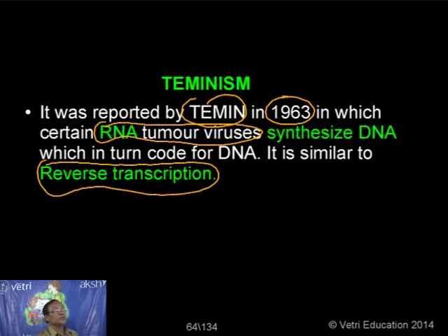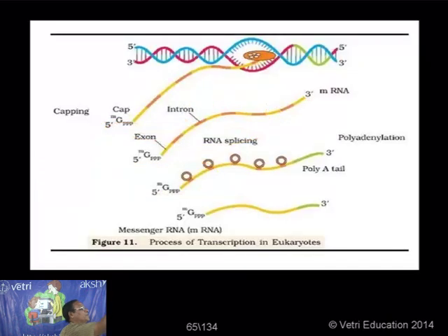So, in the transcription process, DNA directs the synthesis of RNA. In reverse transcription, RNA directs the synthesis of DNA, which occurs by means of the reverse transcriptase enzyme, normally found in retroviruses. Likewise, a tumor-inducing RNA virus can synthesize DNA, and that is why it is comparable to the reverse transcription process, namely Temin-ism. One such question came in the AIIMS question paper.